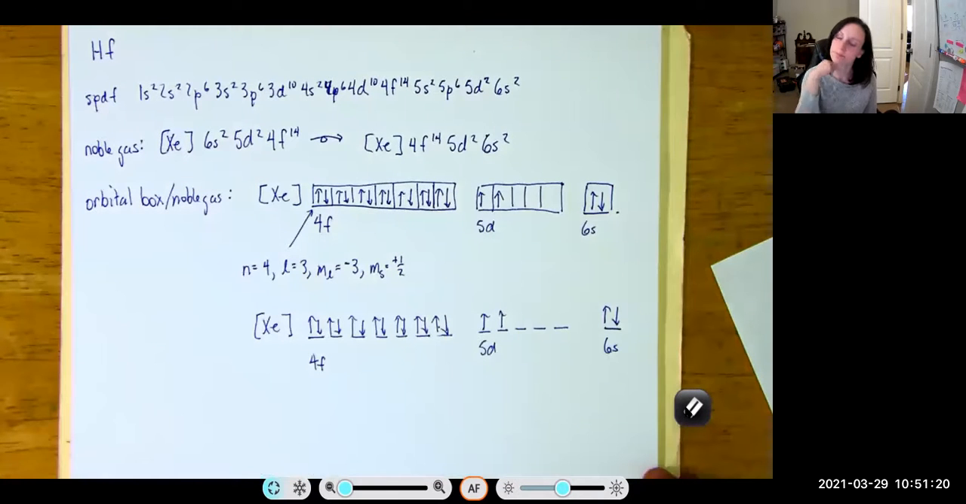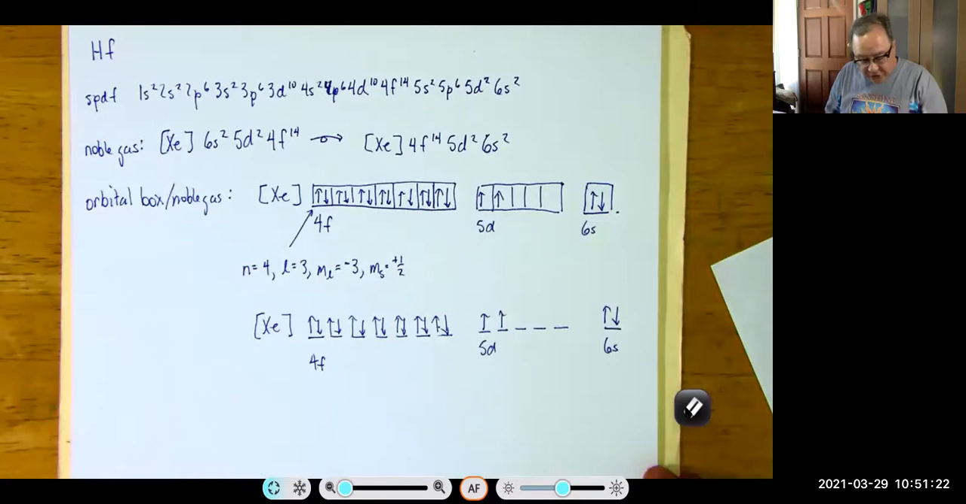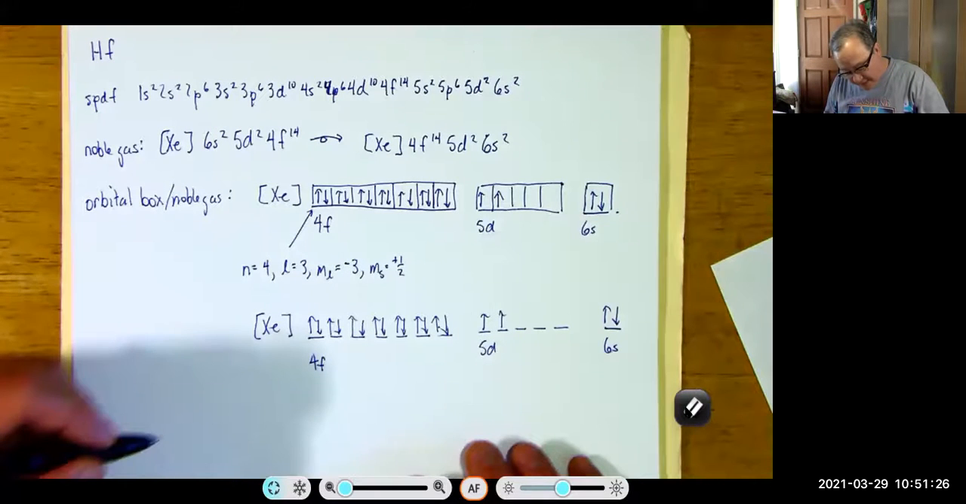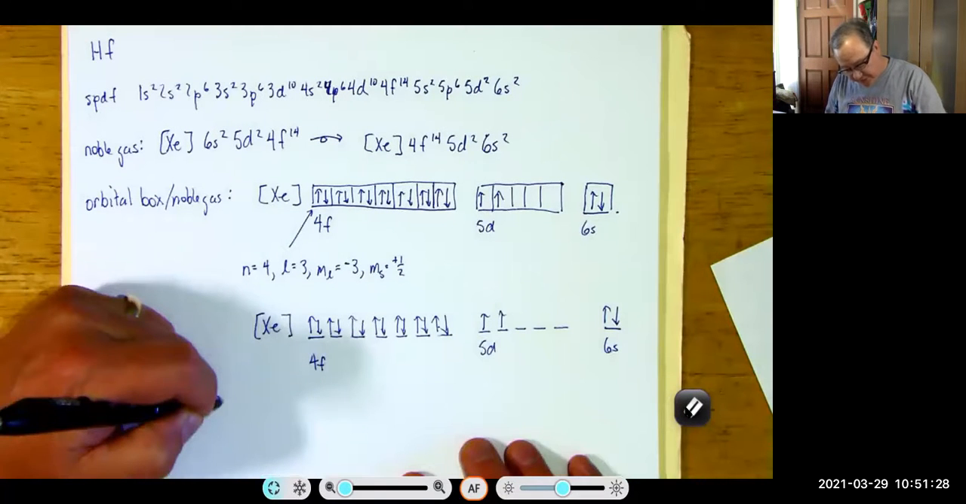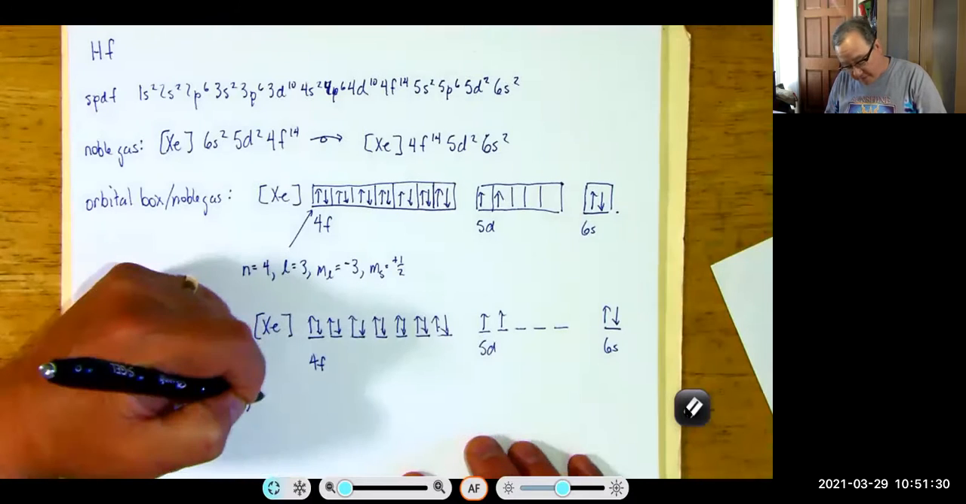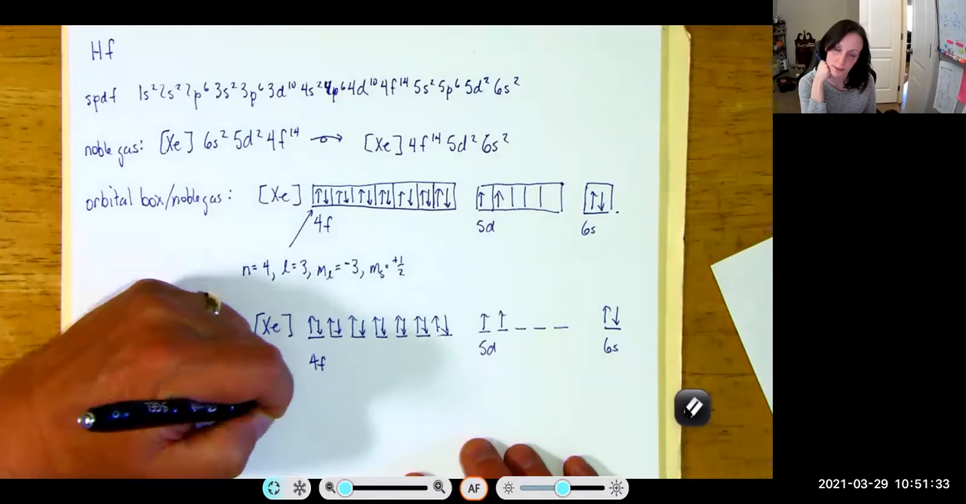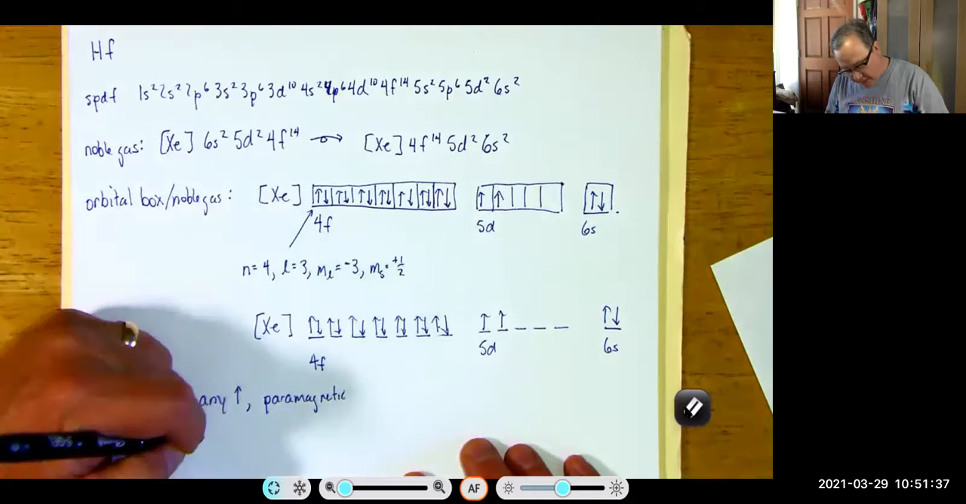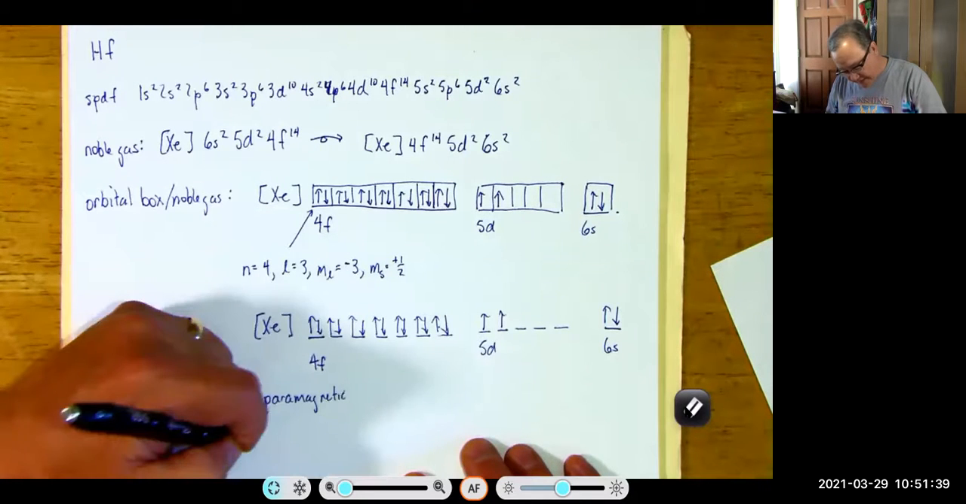Yeah. Okay. Now you can actually use the box notation to talk about magnetism. If you have any single arrows, it's called what? Paramagnetic, right? Paramagnetic. But if you have all paired, then it's diamagnetic.